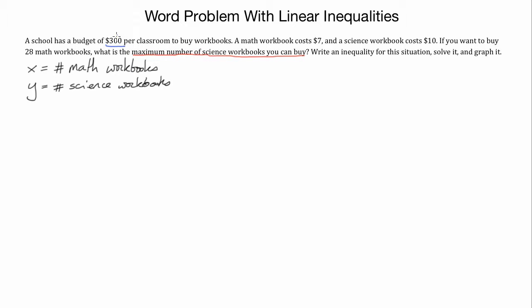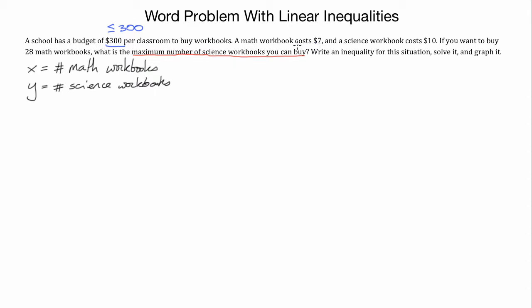So that's my inequality. Something's got to stay less than or equal to 300. I can't be more than that. It could equal 300. I could use it all up. It could be less than 300. I don't have to spend it all, but I can't be more than 300. Okay, there's a good piece of information.